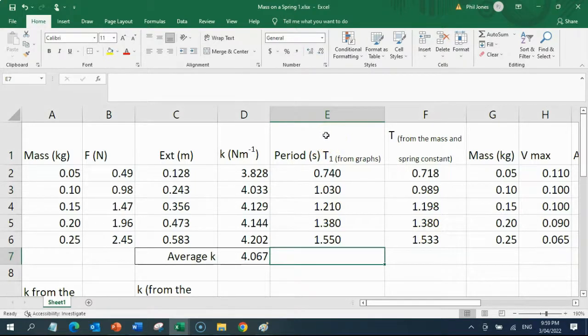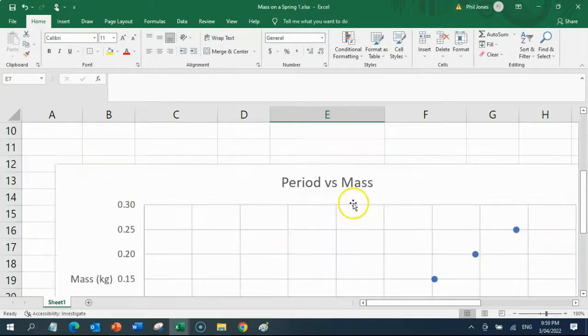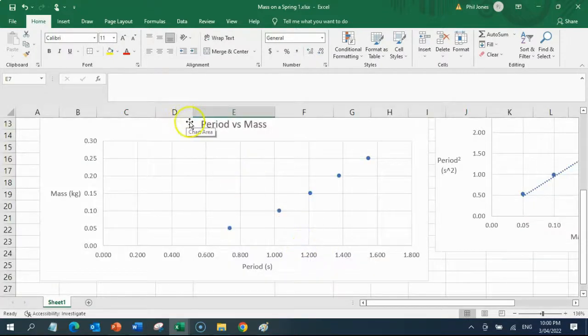Now, the next thing that we've got to have a look at is the graphs, the two graphs that we're being asked to draw. And the first is to see what relationship there is between the mass and the period. So in order to do that, we can create this graph of period versus the mass. I've got mass here and I've got period here.